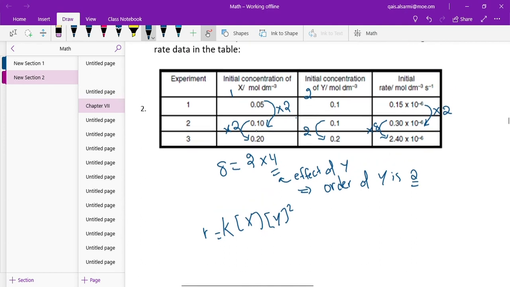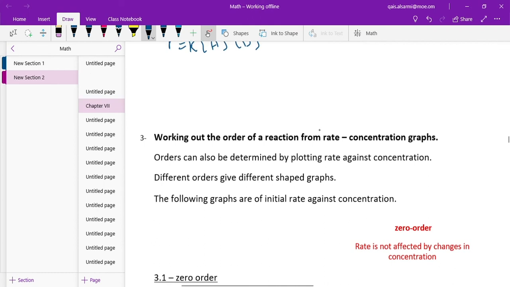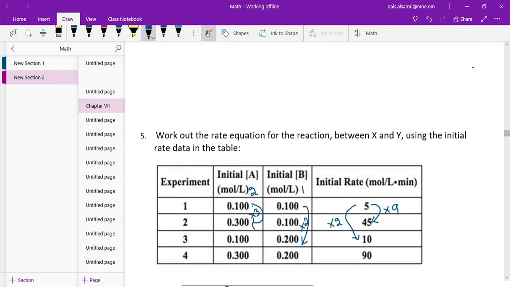This is called the combined effect. Sometimes you might have this, but it's not quite common. That's basically the rate equation and how you find it graphically. Okay?